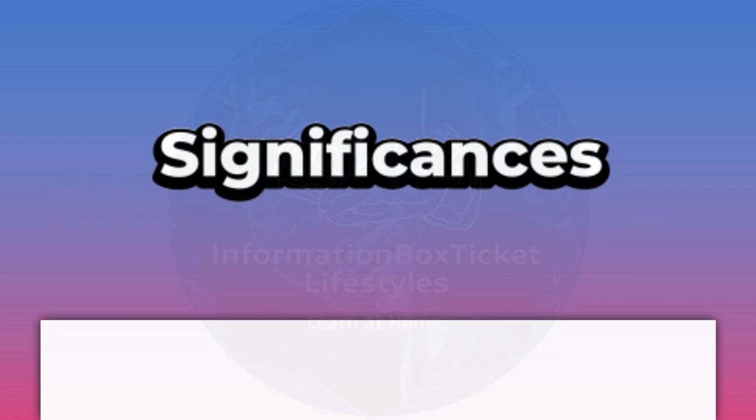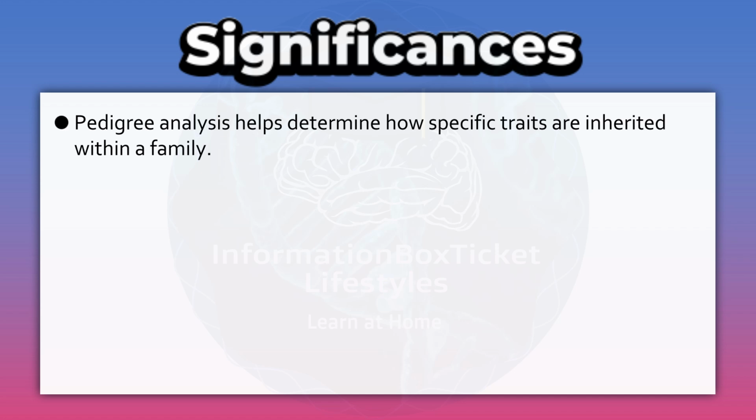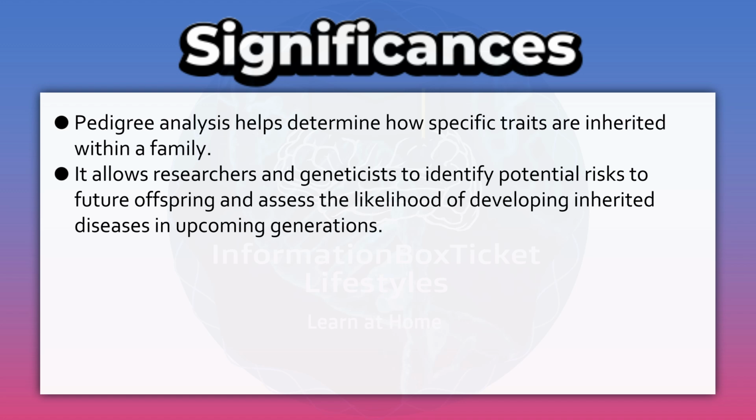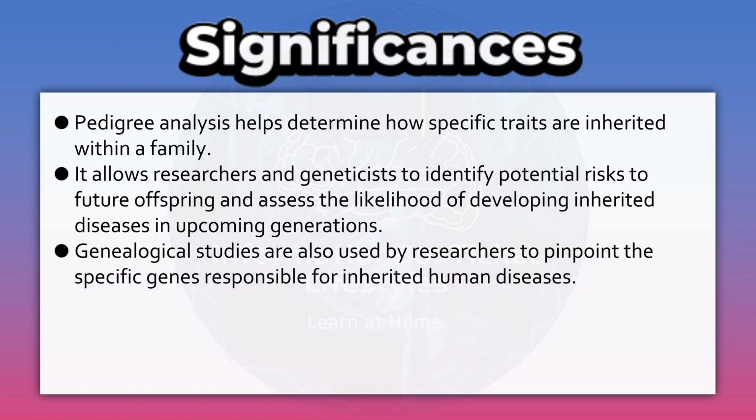Significances. Pedigree analysis helps determine how specific traits are inherited within a family. It allows researchers and geneticists to identify potential risks to future offspring and assess the likelihood of developing inherited diseases in upcoming generations. Genealogical studies are also used by researchers to pinpoint the specific genes responsible for inherited human diseases.